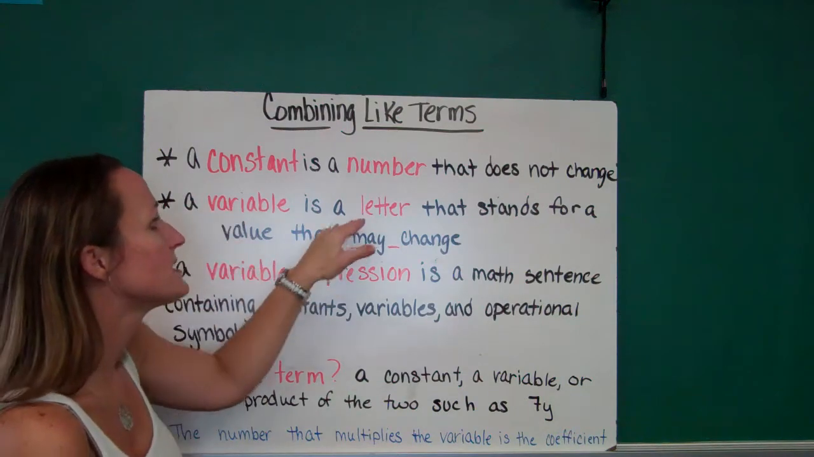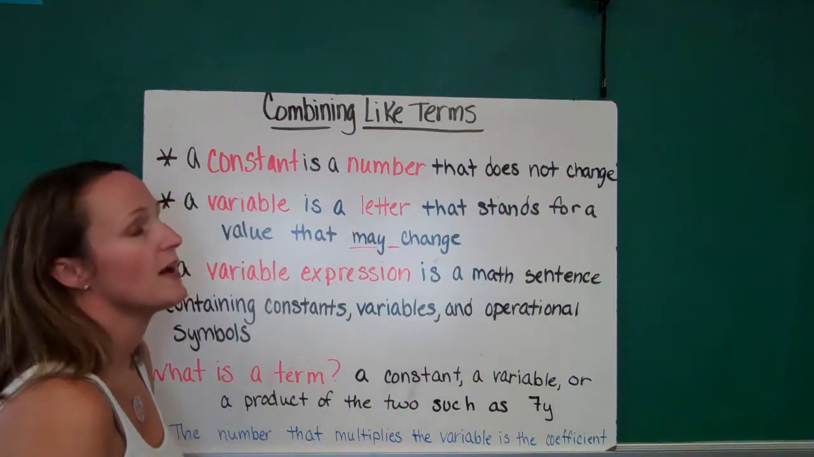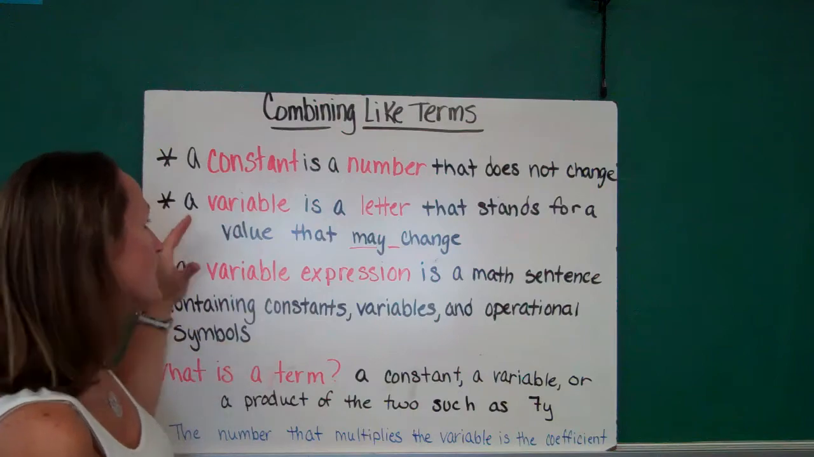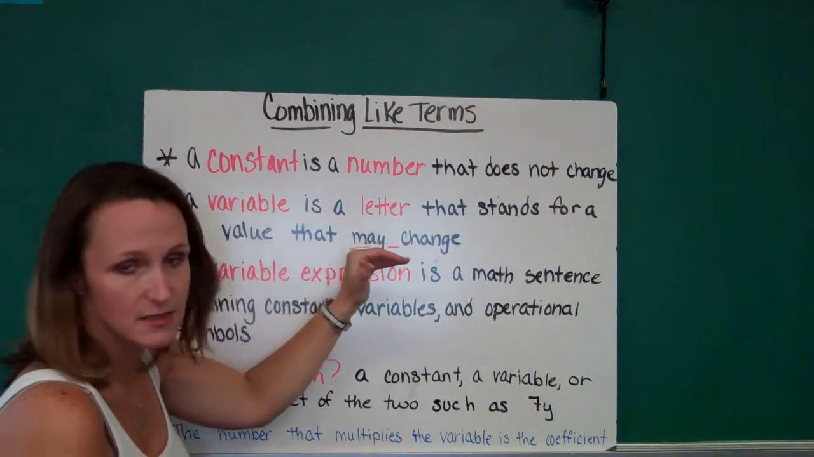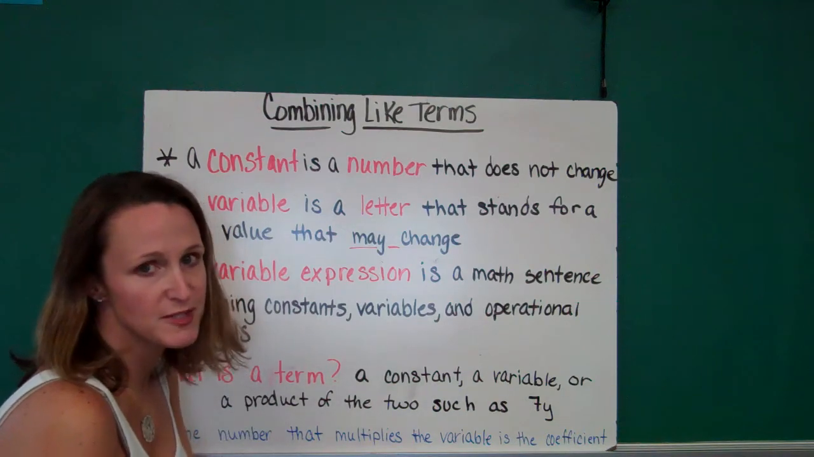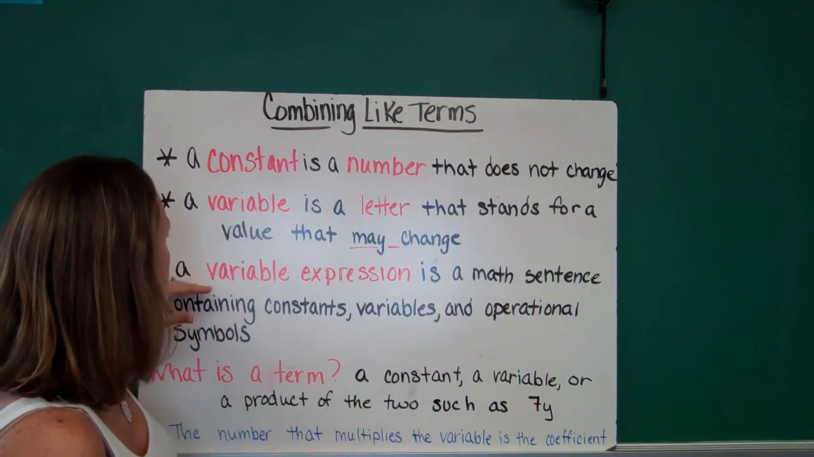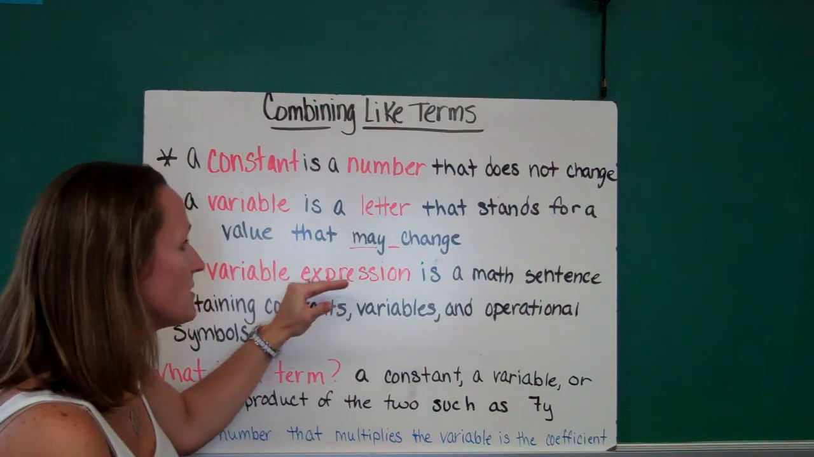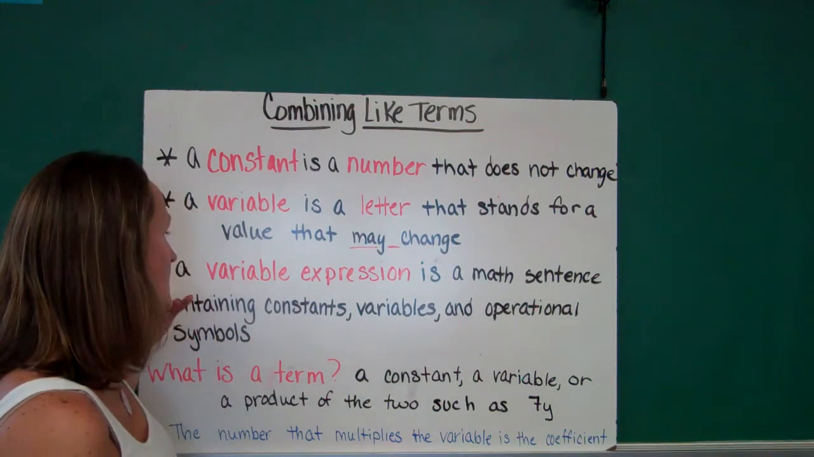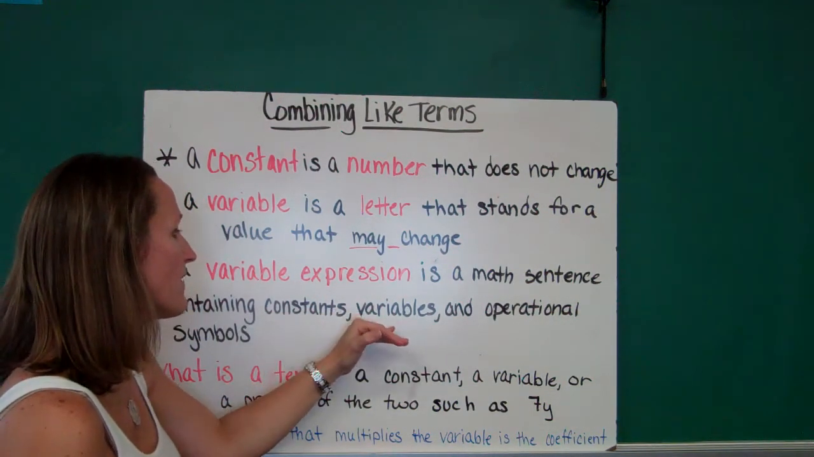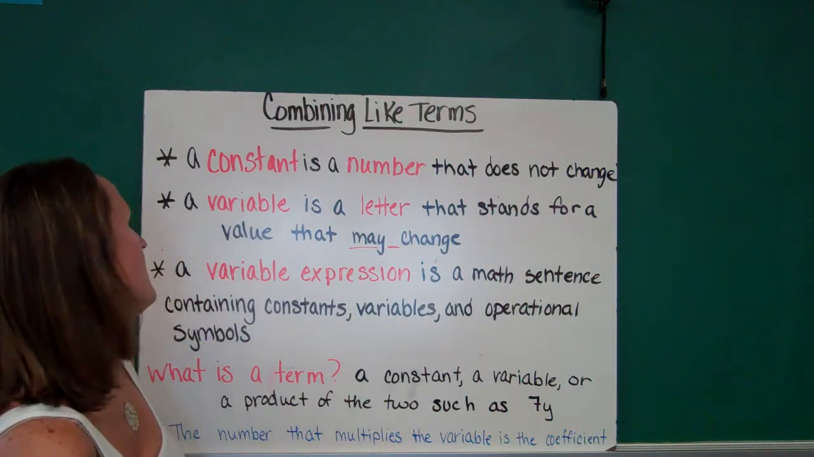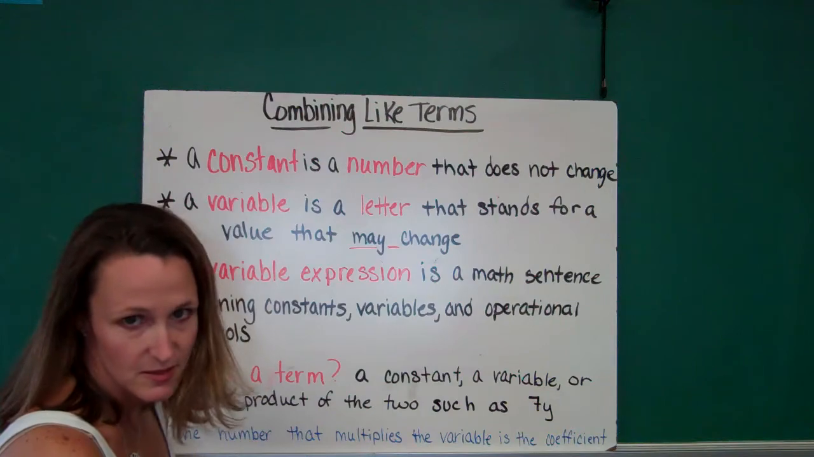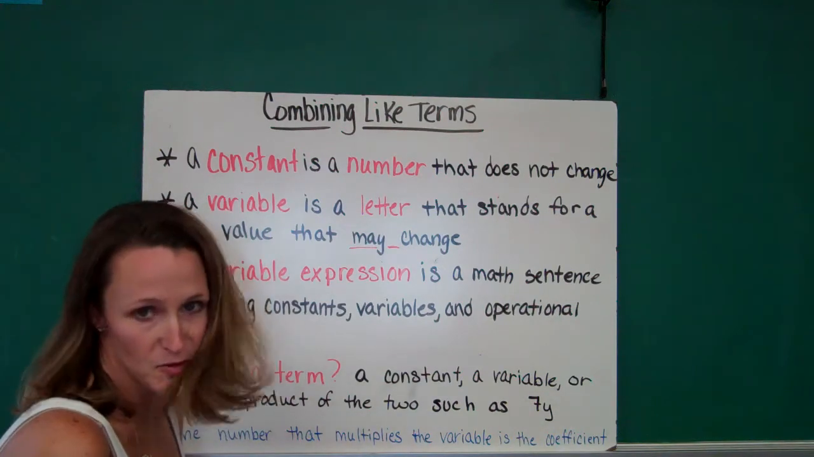Next term is variable. A variable is a letter that stands for a value that may change. Okay, so a variable is a letter. Constant is a number. Variable is a letter. These are both terms you've heard me use in class. Next, we have something called a variable expression. This is a mathematical sentence containing constants, variables, and operational symbols. What's another term for variable expression? An equation. Again, stuff you've heard me say in class.